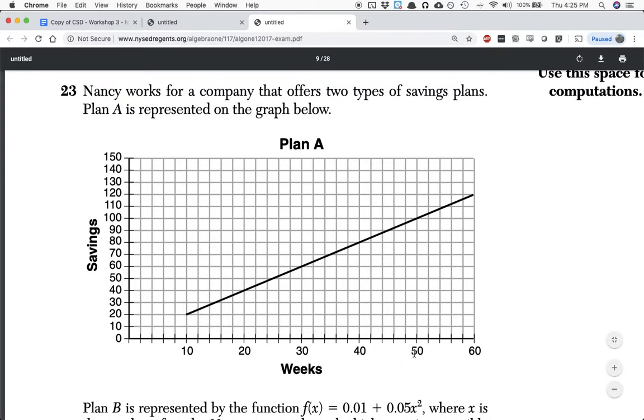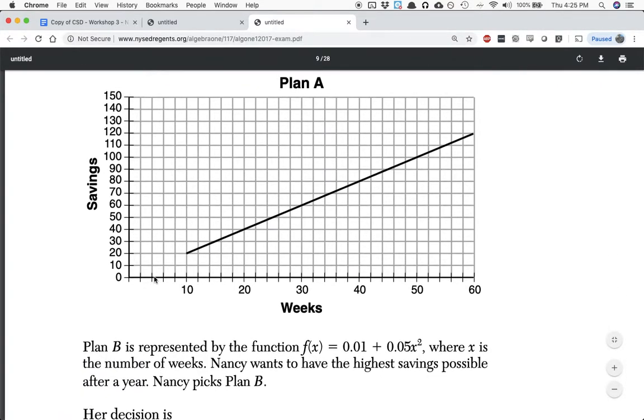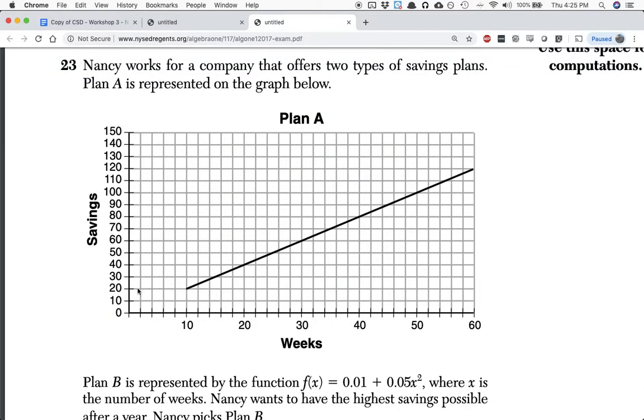It's got number of weeks on the bottom, amount of money I'm saving along the side on my y-axis, going by tens. What is this going by? 1, 2, 3, 4, 5. It's going by twos, right? 0, 2, 4, 6, 8, 10. Great, it's going by twos. So here's Plan A. At 10 weeks, I've saved $20. By 30 weeks, it looks like I've saved $60.